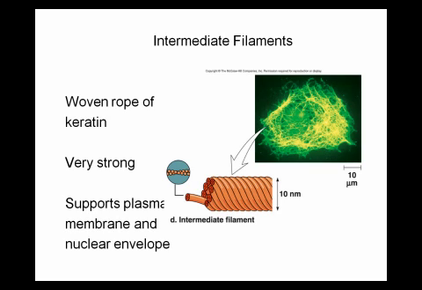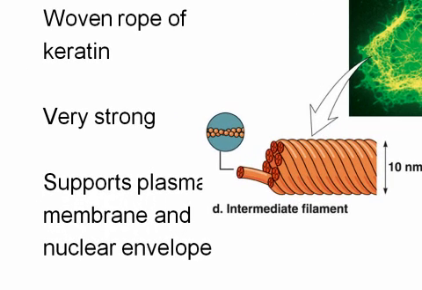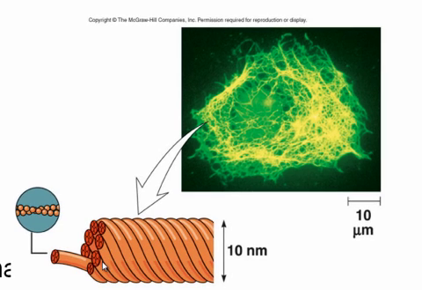Another cytoskeletal element is called an intermediate filament. The intermediate filament is made of a protein called keratin, individual keratin proteins, but instead of a thin strand like the actin filament, the keratin proteins are wound into a cable, and this creates a very, very strong filament. The functions of the intermediate filament is to support the plasma membrane, but it also supports the nuclear envelope.